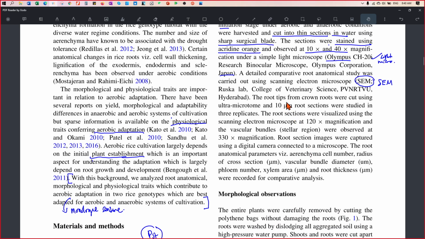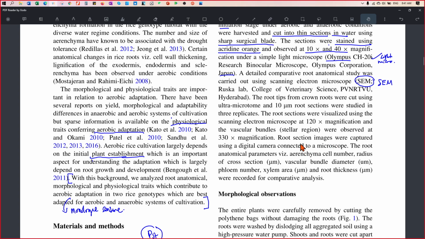And then the root tips from crown roots were cut using ultramicrotome, and 10 micrometer root section was studied in 3 replicates. The root sections were visualized using the scanning electron microscope at 120 times magnification, and the vascular bundle, the stellar region, were observed at 3300 magnification. Root section images were captured using a digital camera connected to a microscope.